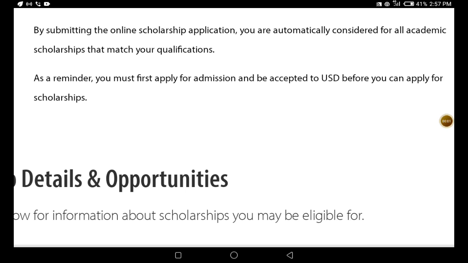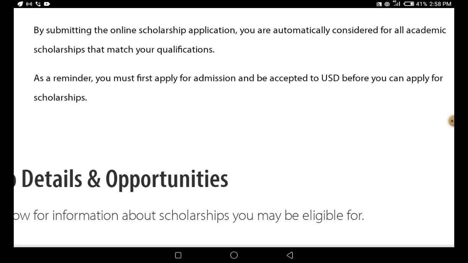You are automatically considered for all the academic scholarships that match the qualifications you submit. What this means is that when you are submitting the online scholarship application form, you need to carefully submit all the proper documents that you are going to use to support your application, for you to get full funding at this particular university that we are looking at today.